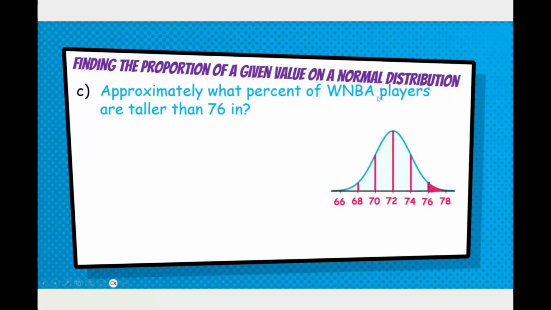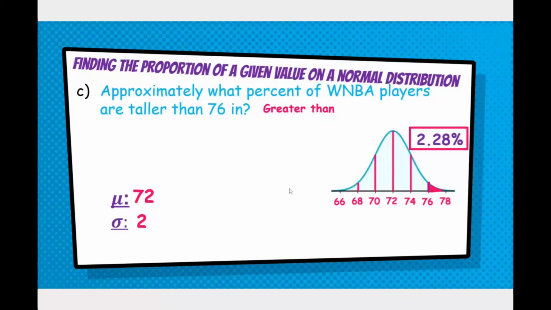So, approximately what proportion of WNBA players are taller than 76 inches? Here's 76 inches. That shaded area represents a very small proportion. So I'm going to take my mean, my standard deviation, my data value of 76, and this is going to be my 1 minus the normal dist because it's greater than.